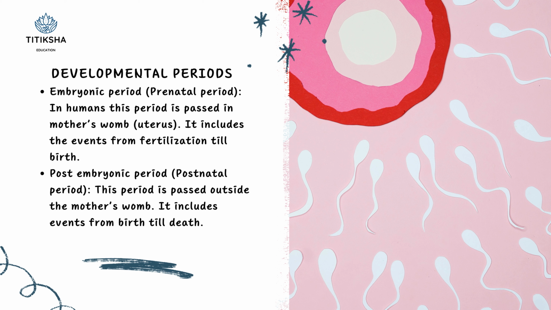Developmental periods. Embryonic period, prenatal period. In humans, this period is passed in mother's womb. It includes the events from fertilization till birth. Post-embryonic period, postnatal period. This period is passed outside the mother's womb. It includes events from birth till death.